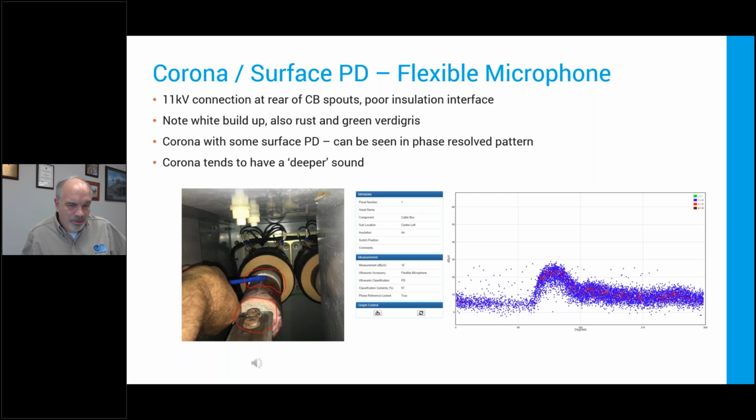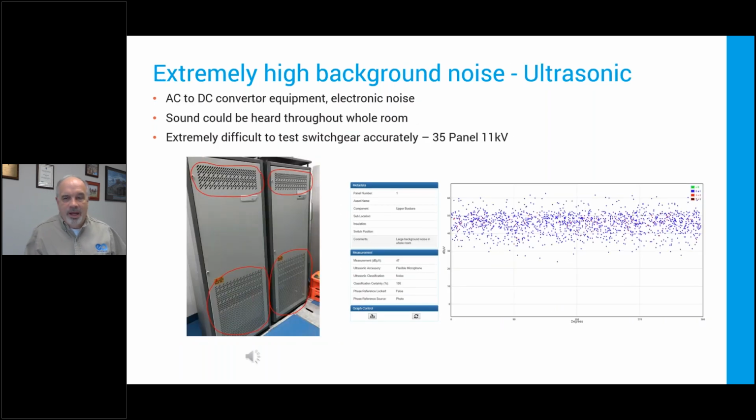This was actually corona that was occurring inside a metal compartment. Usually you see it out on insulators and poles. Now look at this phase resolve plot. Clearly it's noise, right? I got nothing phase resolved. I've got lots of noise. Well, it was coming from some AC to DC converter equipment. So, lots of switching noise, lots of vibration, lots of other things going on, but certainly no PD.